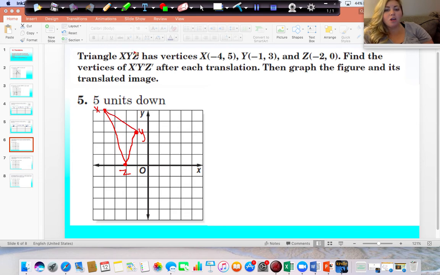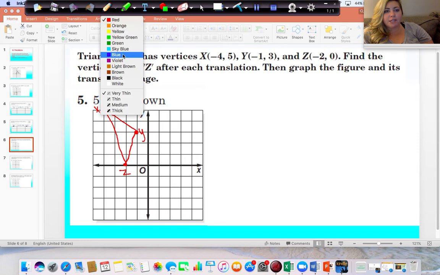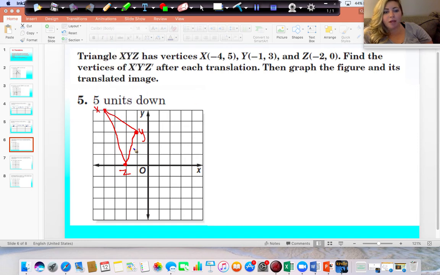Okay, so now it wants us to translate this triangle to go 5 units down. You can write the coordinates over here and do just what we did. You're just going to be subtracting 5 from the y because we're moving down. All right, so our x, we're just going to move down 5. 1, 2, 3, 4, 5. This is our new x.